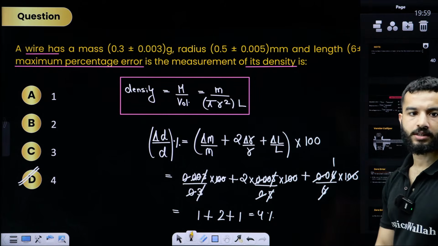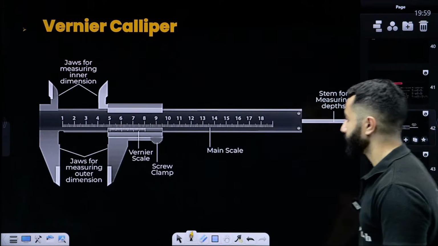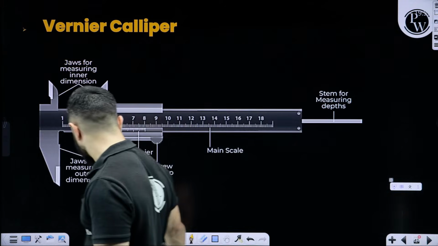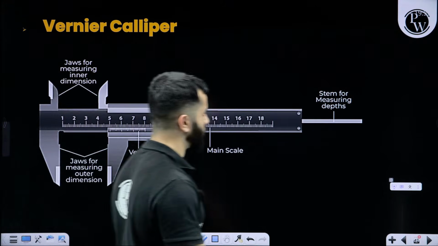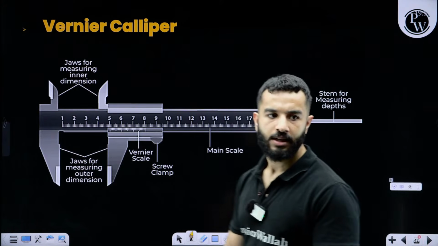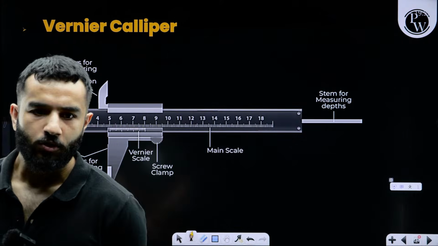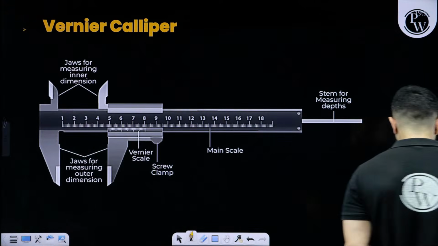Hopefully everything is clear till now. Now let's start vernier caliper, instruments. Now as we know how to deal with errors, let's complete our last topic for today's class. These questions are easy. Mostly you're going to get these questions only.